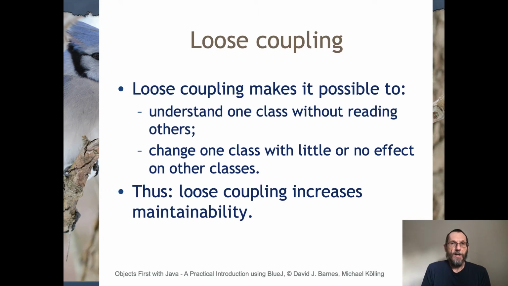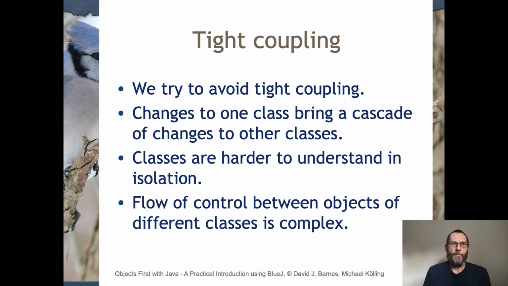A consequence of all this is that loose coupling will tend to increase the maintainability of a program, whereas strong coupling will tend to make it harder to maintain that code. Therefore, we want to avoid tight coupling if we possibly can. There will be some circumstances in which it's simply not possible, but in general, there are features that we can make use of within a program that will allow us to reduce the degree of coupling which might otherwise exist if we didn't use them.